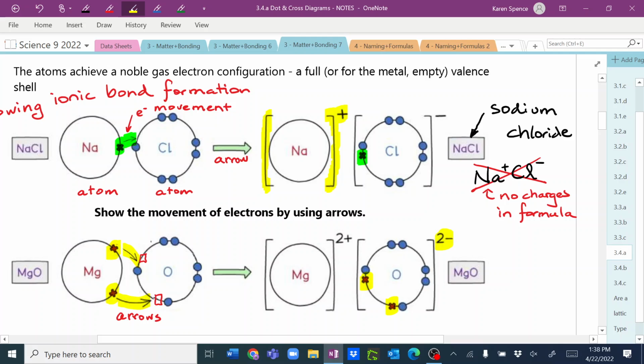What would the name of this compound be? MgO. Magnesium, yes. Oxide.